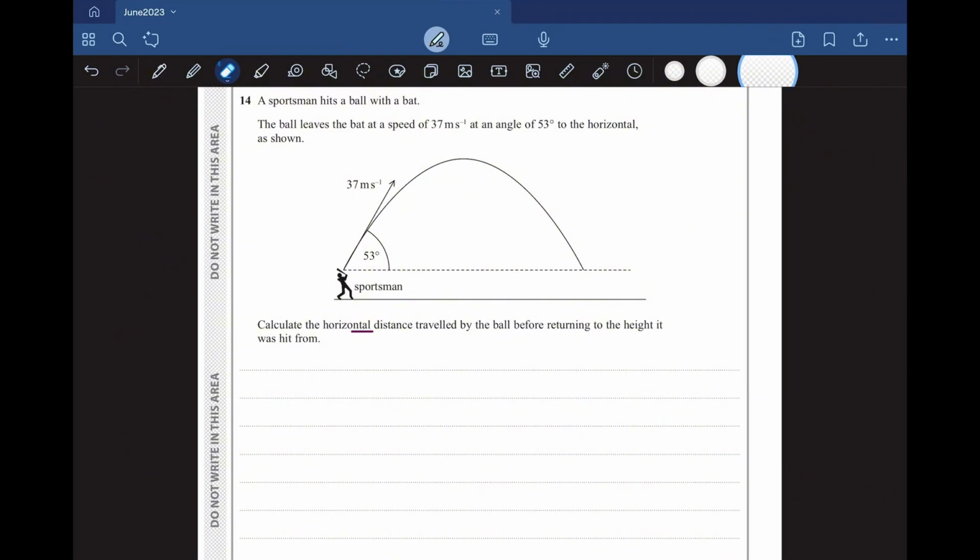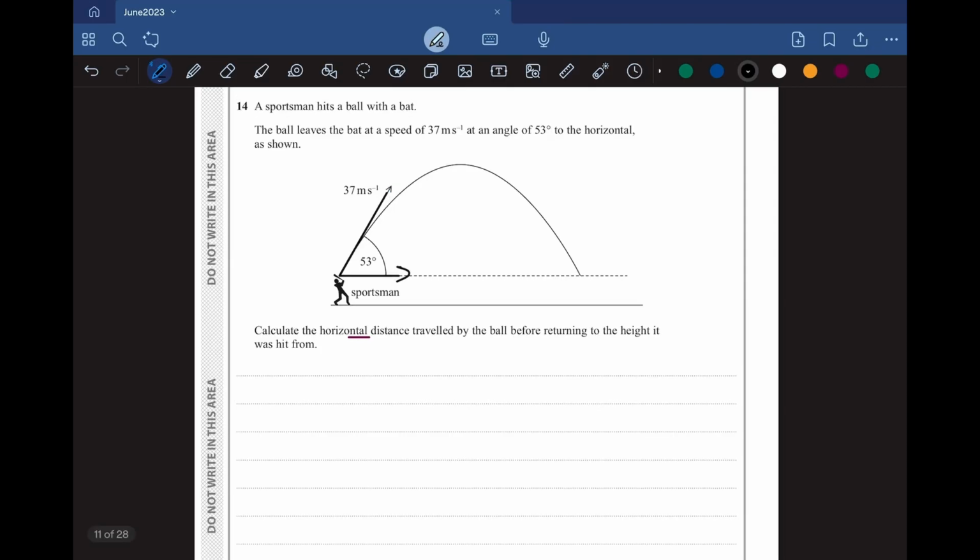A sportsman hits a ball with a bat. The ball leaves the bat at a speed of 37 meters per second at an angle of 53 degrees to the horizontal as shown. So basically this is the angle. As it is at an angle, it will have a horizontal component and a vertical component. This is our horizontal component, which is going to be 37 cos 53, and this is going to be my 37 sin 53. This is my vertical component.